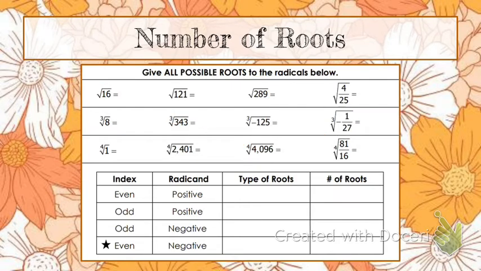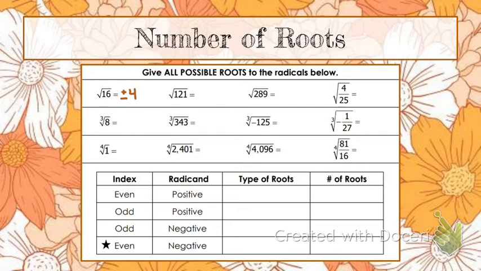The square root of 16. This one's all possible roots. And that's important because the square root of 16 can be 4. But if you square negative 4, negative 4 times negative 4, that also gives you 16. So positive 4 and negative 4 can be roots of 16. And we write that as plus or minus 4.